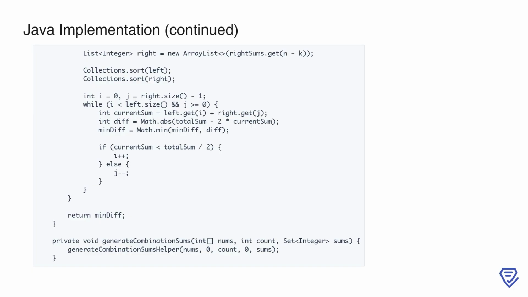Otherwise, we move the right pointer backward to decrease it. This strategy ensures we explore all possible pairings efficiently, updating min_diff whenever we find a smaller difference.